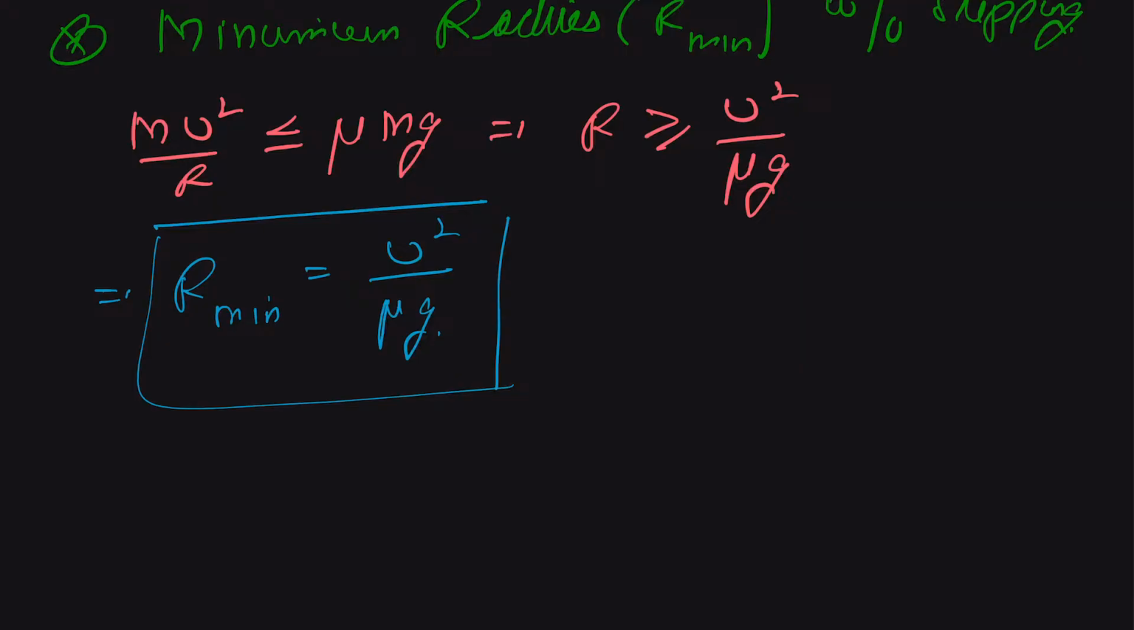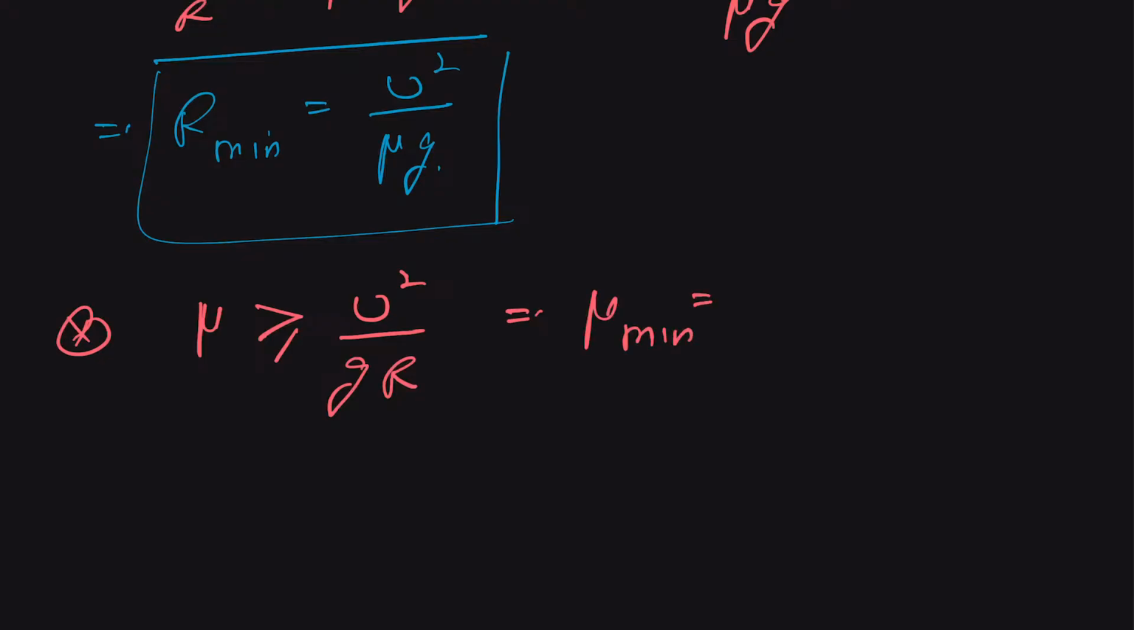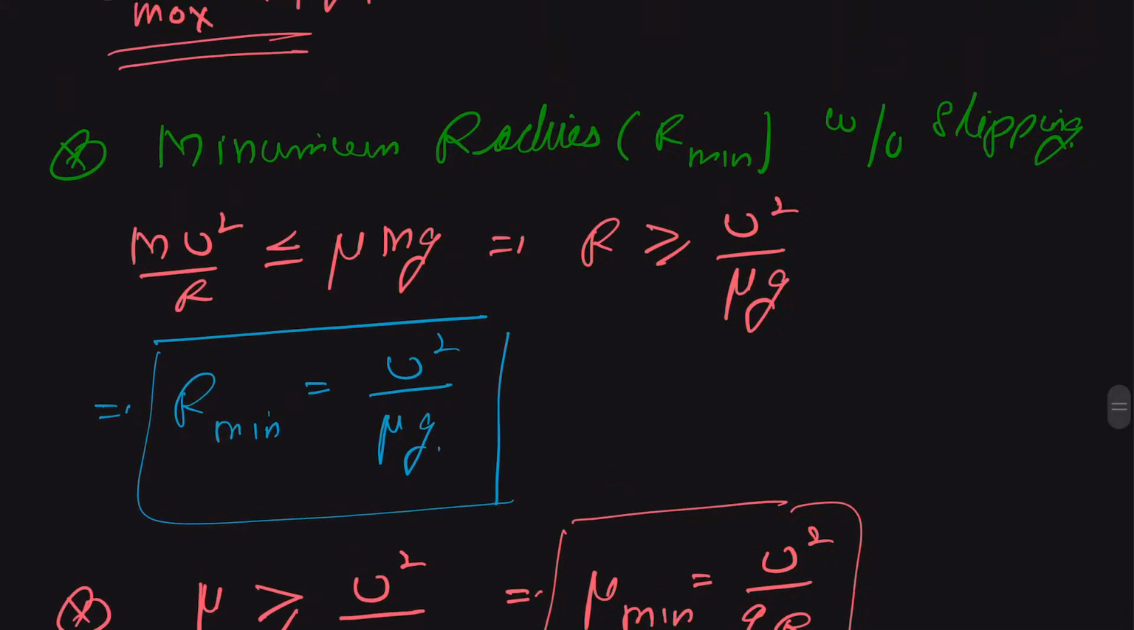And if required, we can also find out the maximum value of the static friction. Okay. And that is the minimum required coefficient of friction, that is mu min. Same concept we can use, that mu is greater than or equal to v square upon gr. From here we can say that the minimum value of the coefficient of static friction will be equal to v square upon gr, and all these calculations are based on the assumption that there is no slipping.